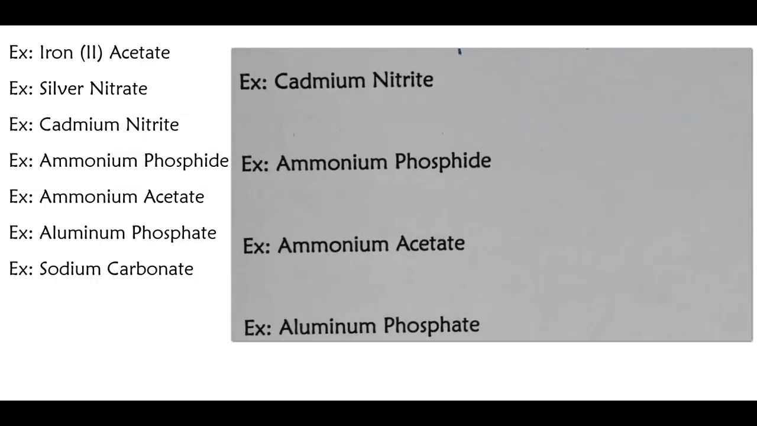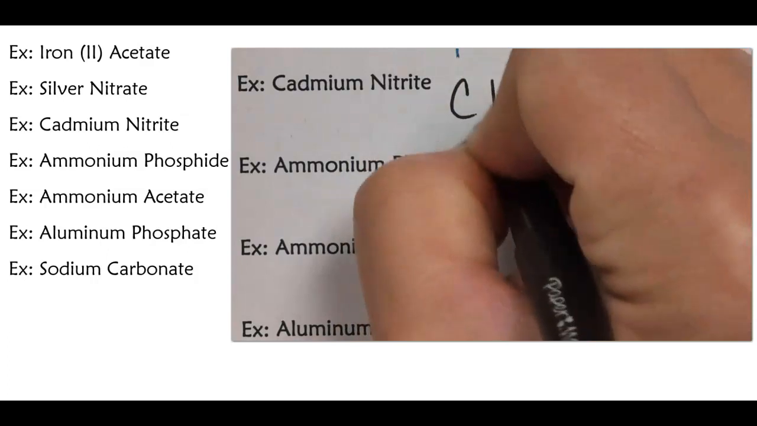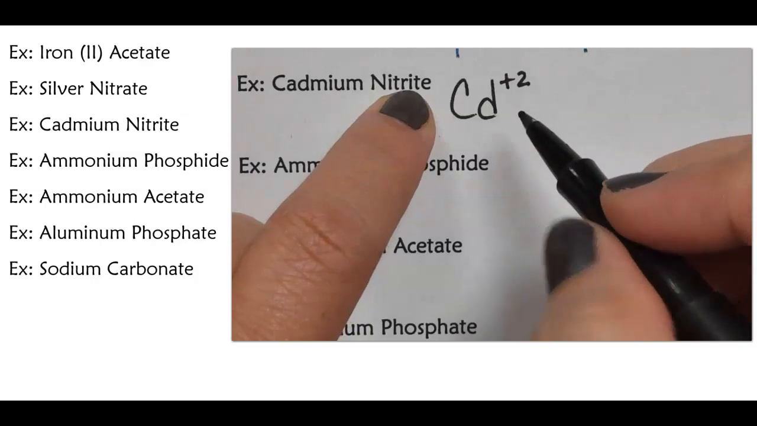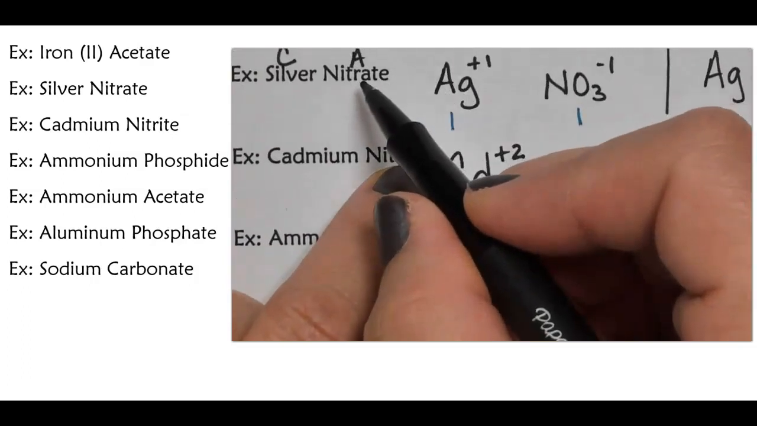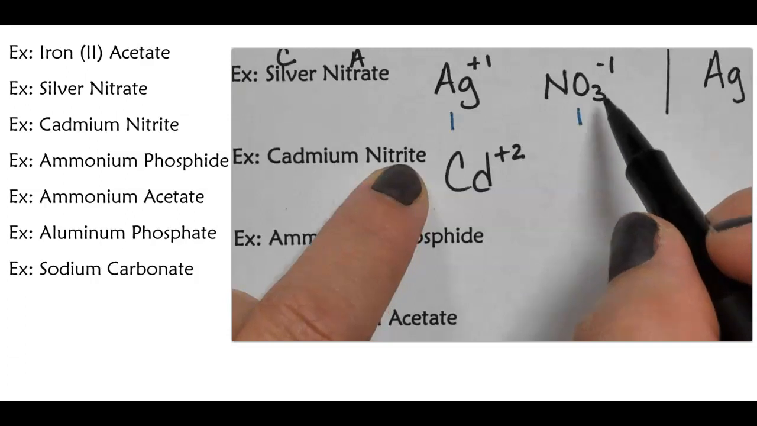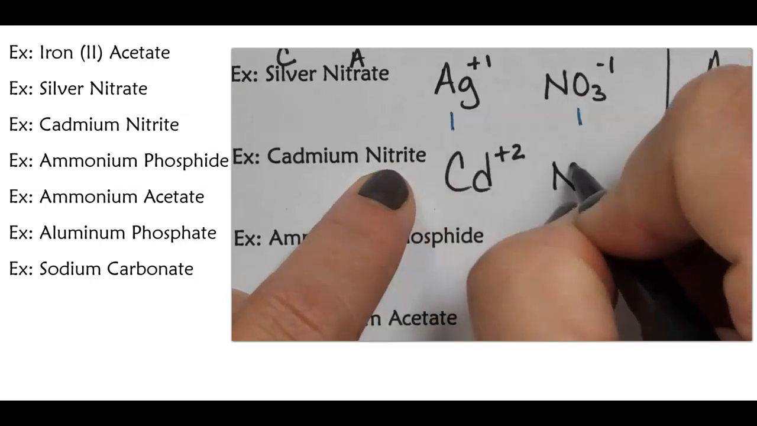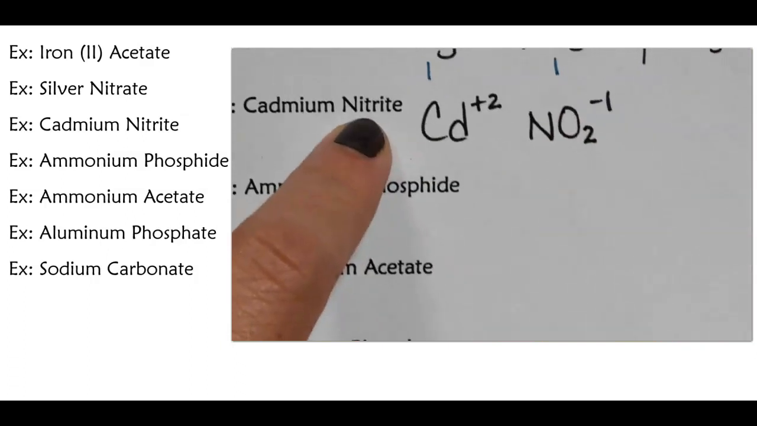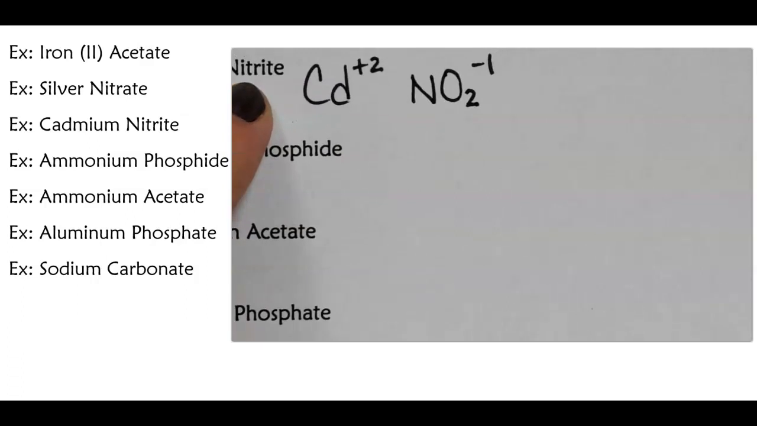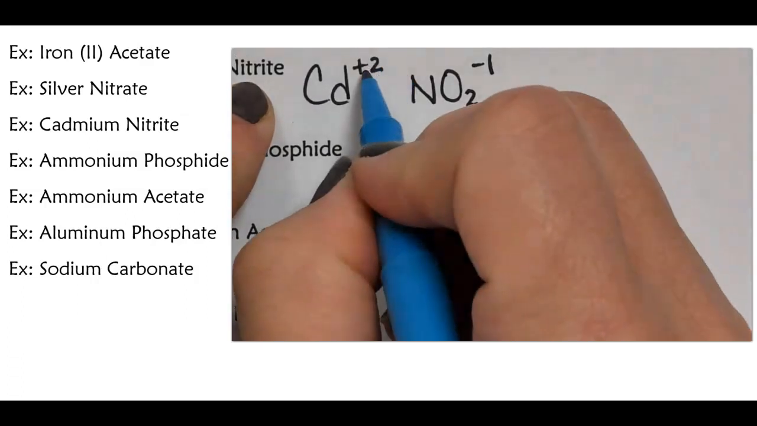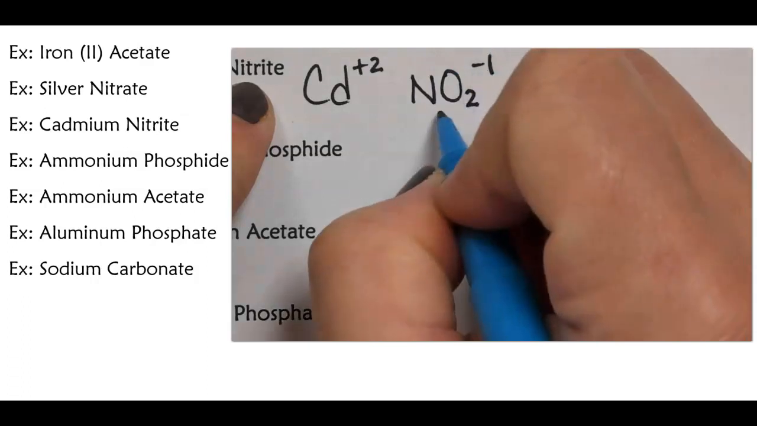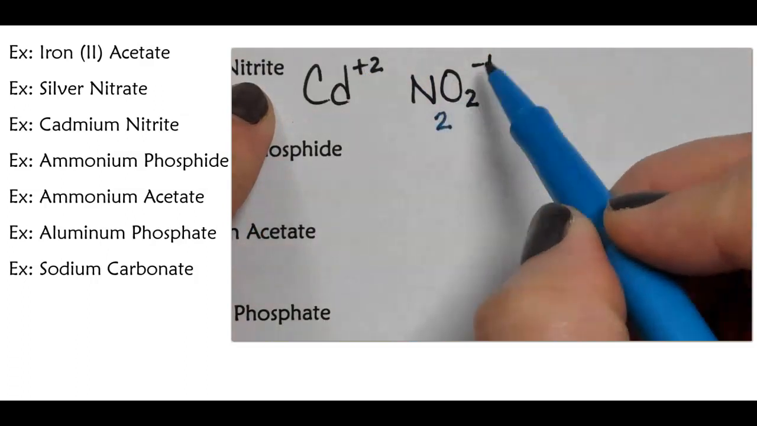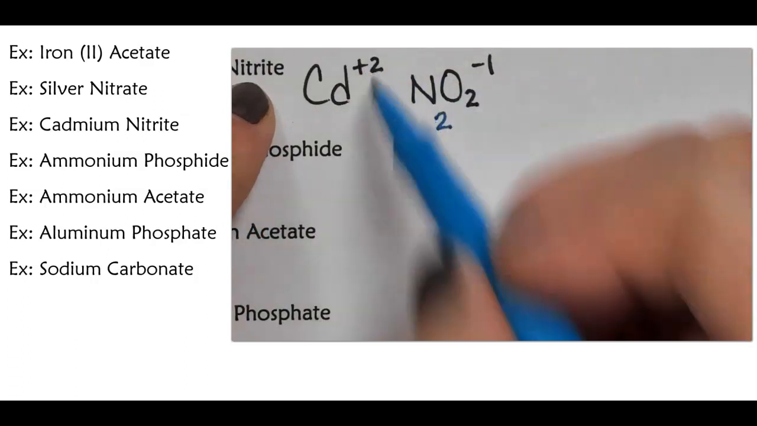Next is cadmium nitrite. Cadmium is Cd with a +2 charge, and nitrite, notice this one is different. Before it was nitrate, which is NO3 with a -1 charge. Nitrite is going to be NO2 instead of NO3, with a -1 charge. And so now that I have my ions, I'm going to balance the charges. This +2 versus -1, I'm going to need 2 -1s to balance that +2. You can think of it as 2 times -1 is -2, which balances that +2.